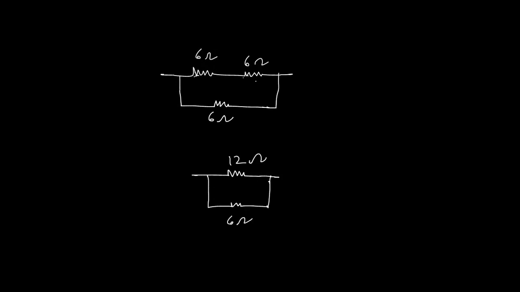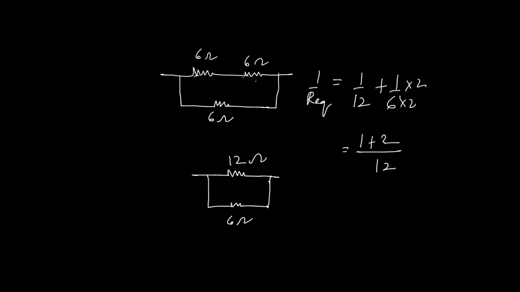Now, when you get the equivalent resistance, 1 upon R equivalent is equal to 1 upon 12 plus 1 upon 6. Now you get the LCM as 12. 1 plus 2 into 2 will get 2 here. You will get 3 by 12. When you cut it, you will get 1 by 4. So 1 upon R equivalent is 1 by 4, and when you take the reciprocal, R equivalent is equal to 4 ohm.